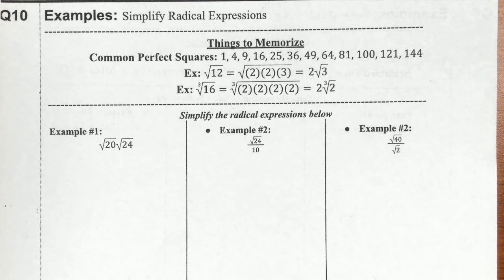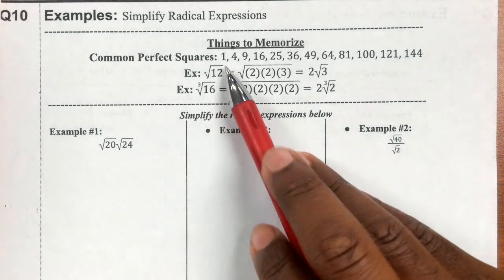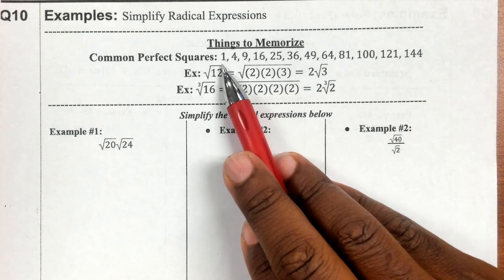Question number 10 wants you to simplify the radical expression that's given. First things first, you need to memorize these perfect squares. You need to memorize them like the back of your hand.